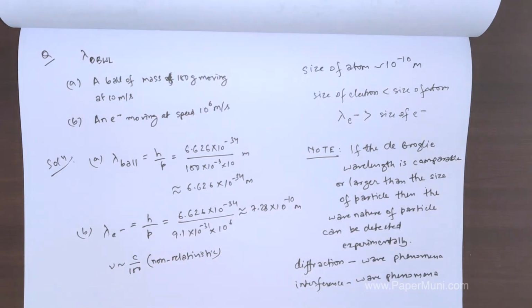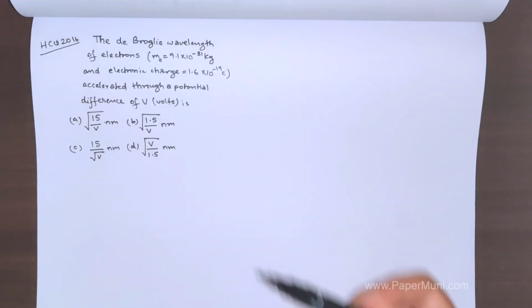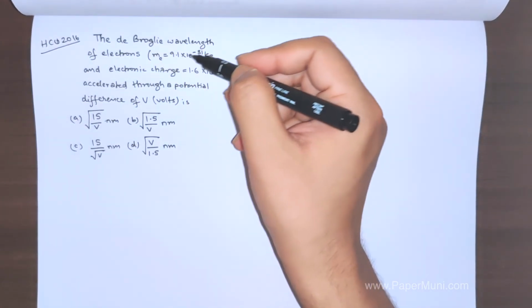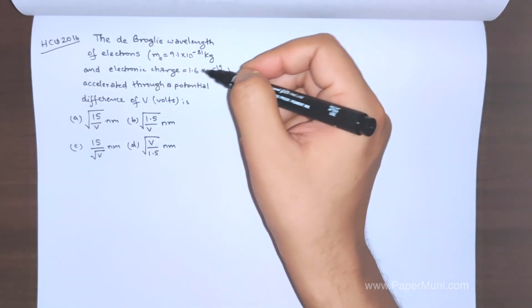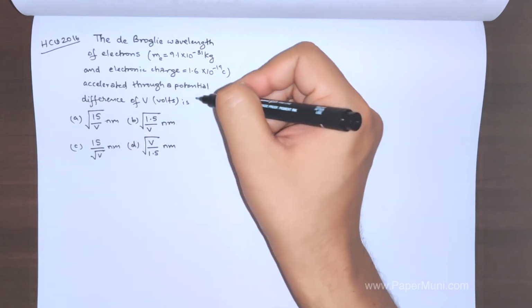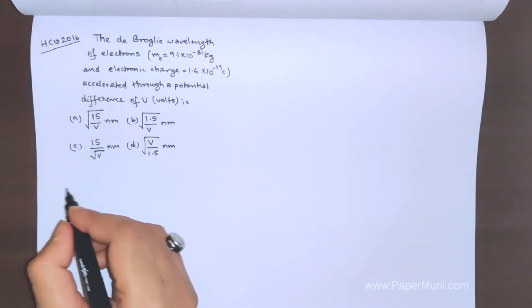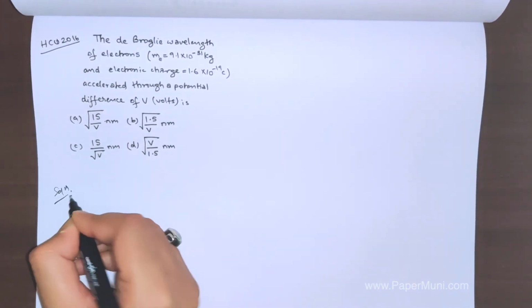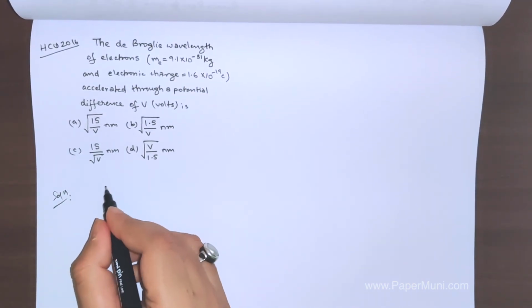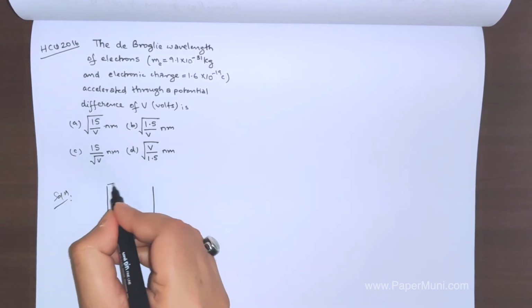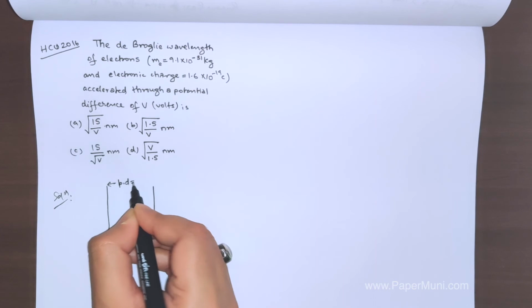So now this question was asked in SU 2016: the de Broglie wavelength of electrons, with electronic charge, accelerated through a potential difference of V is... So for this we'll look at the problem in detail. You can try it if you want to, but if you haven't done this type of problem, just look at the solution which I give you.